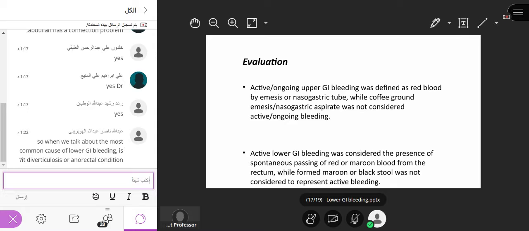Active lower GI bleeding was considered the presence of a spontaneous passage of red or maroon blood from the rectum, while formed maroon or black stool was not considered to represent active bleeding, right? Again, the same philosophical view.